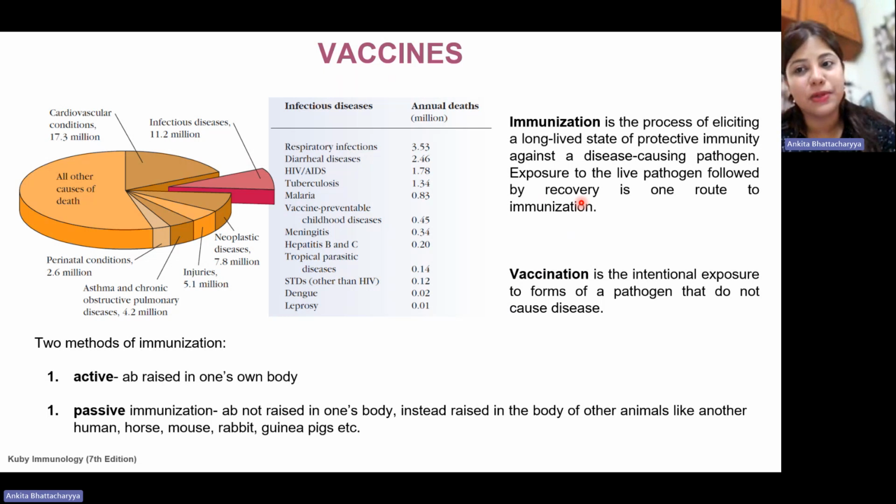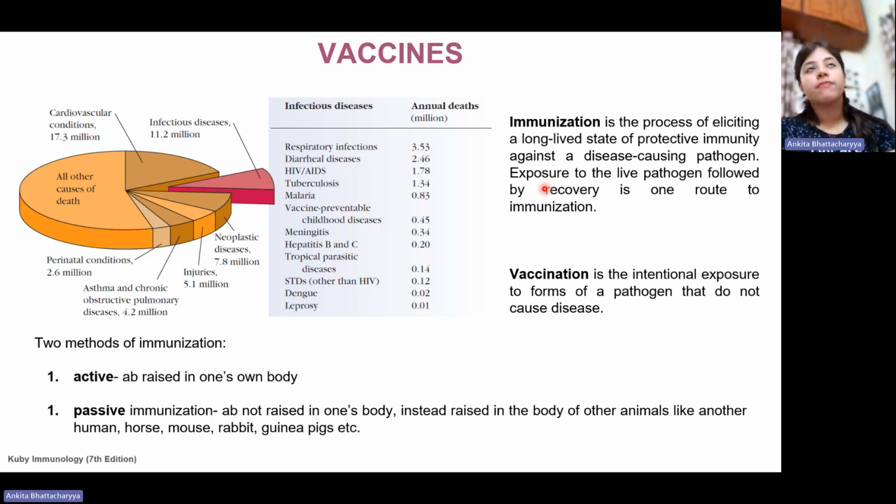What is the solution? It is immunization. The process of immunization is eliciting a long-lived state of protective immunity. Otherwise, you can also call it prophylactic immunity against a disease-causing pathogen. Exposure to the live pathogen followed by recovery is one route towards immunization. So it's an accidental sort of prophylaxis whereby a particular individual encounters a disease and then encounters the same pathogen at some point later in their lives, and therefore they have immunization towards that, or they have a protective immunity against that pathogen.